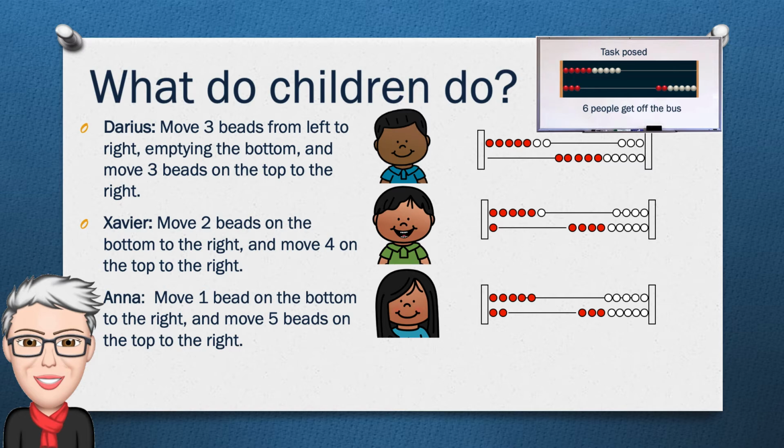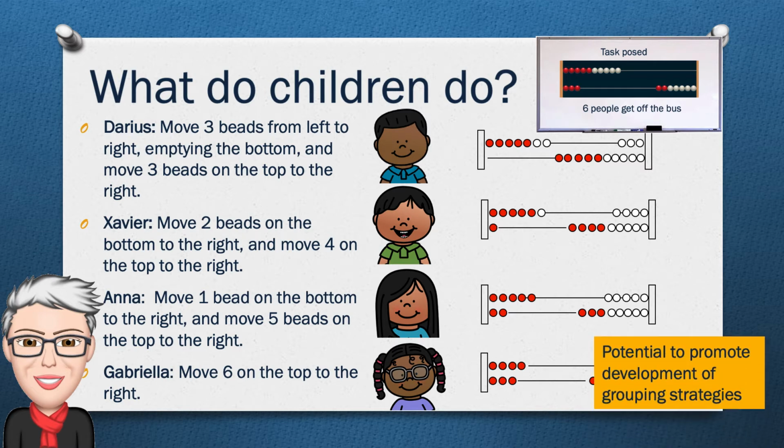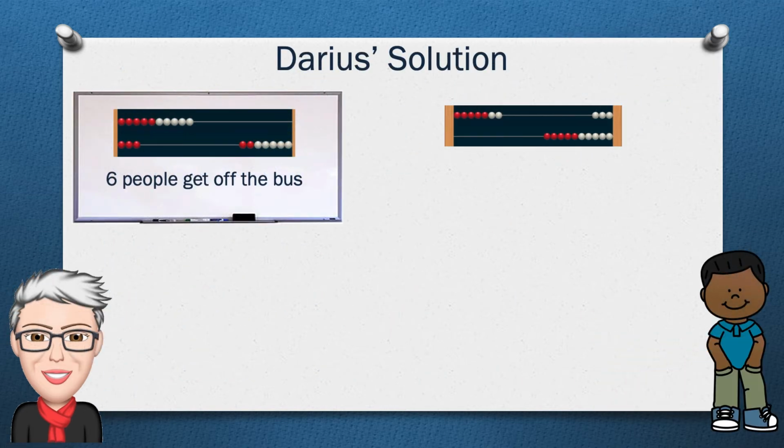Move 6 beads on the bottom to the right, as Gabriella did. The resulting configuration in each case is shown here. We will discuss each of these ways in turn and consider the potential of each solution to promote children's development of grouping strategies for subtraction. Let's look at the way Darius moved the beads and consider if that might contribute to developing grouping strategies for subtraction, and if so, how.